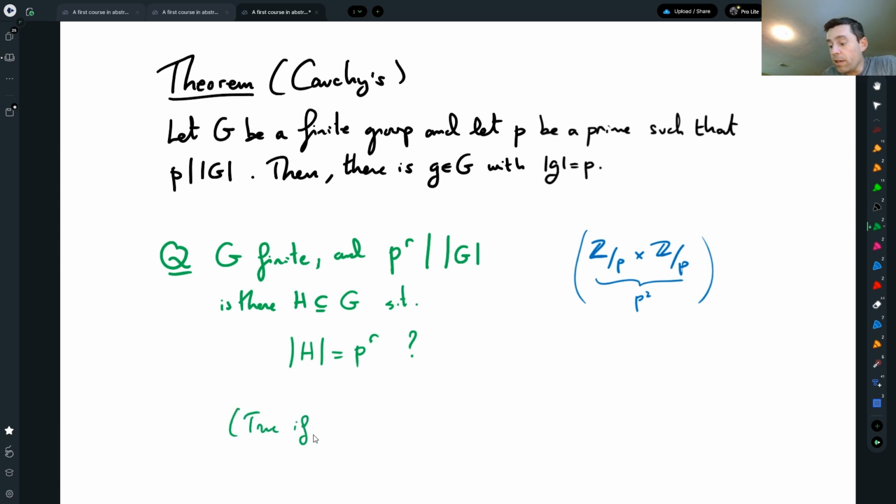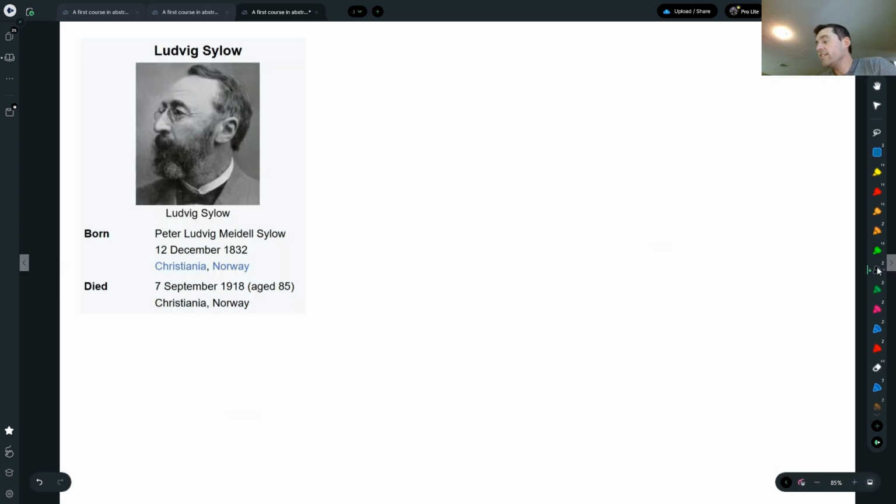True if abelian, that's for sure true, because if we have P to the R dividing the order of the group, then P to the R divides the order of the P primary component, and in P primary components we can always find a group of every order dividing the order of the group. So is this true? And it turns out that it is true, and it's a statement of what we call the first Sylow theorem. So let's state and then prove the first Sylow theorem.